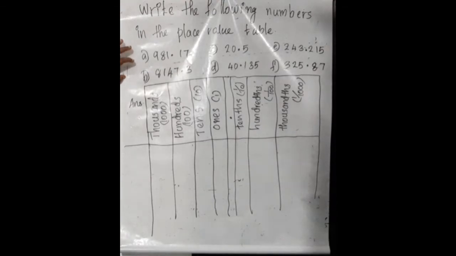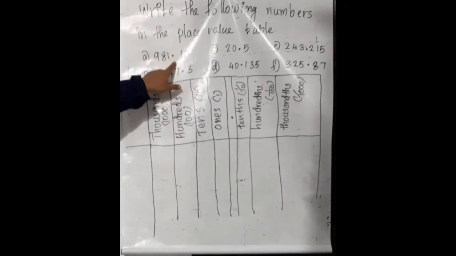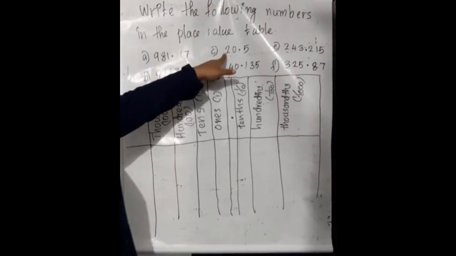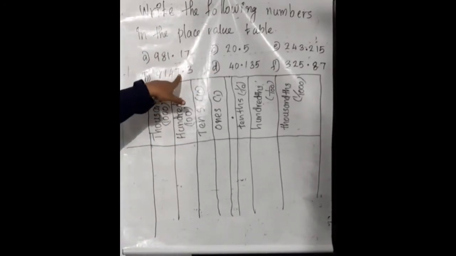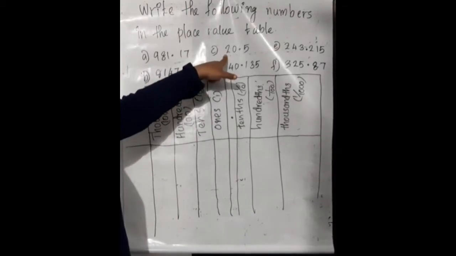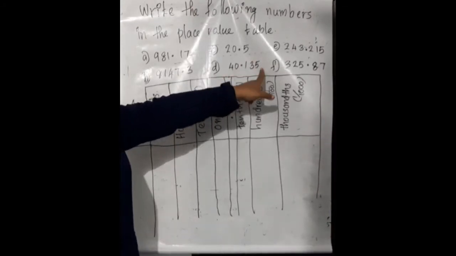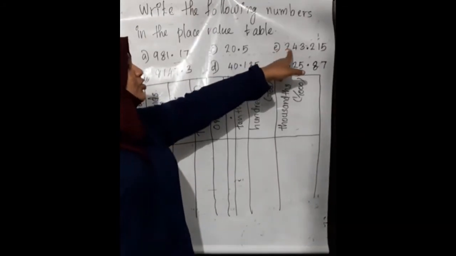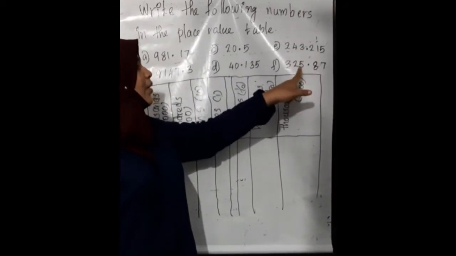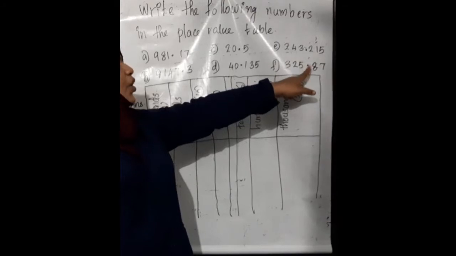Here we have the question. Write the following numbers in the place value table. The first number 981.17, then the second one 8147.3, then the third one 20.5, fourth one or D question 40.135, E question 243.215, and F 325.87. We have to arrange the numbers in their place value table. How will we arrange them?